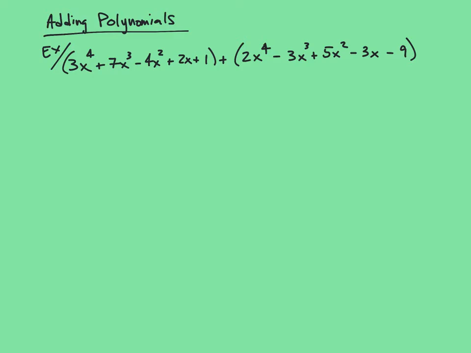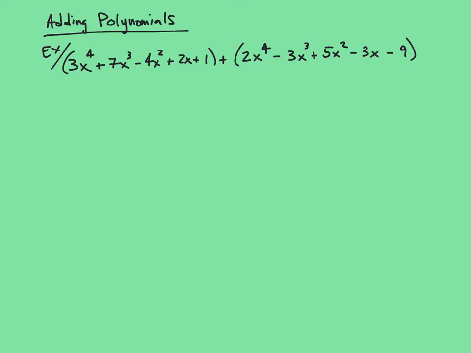All right, the next one I've got is 7x cubed minus 3x cubed, okay? And since I'm adding them, I don't change any signs. I just combine my like terms with the signs that are shown. So 7 plus negative 3 gives me 4x cubed. All right, and then plus. All right, so now let's do negative 4x squared plus 5x squared.